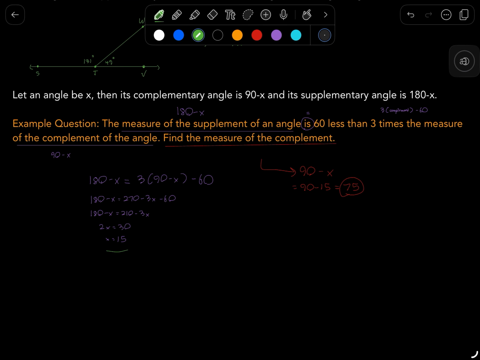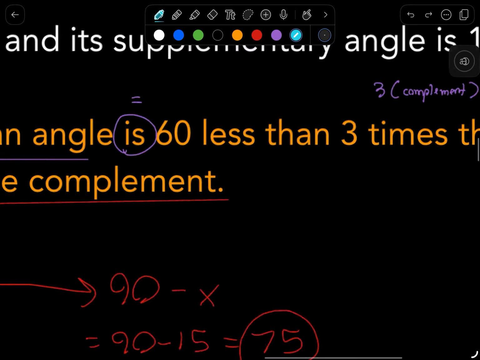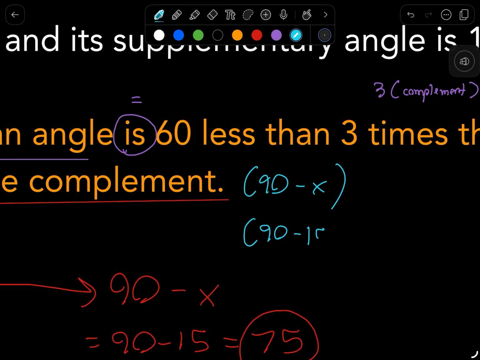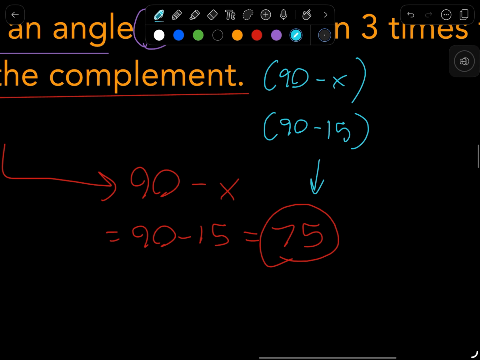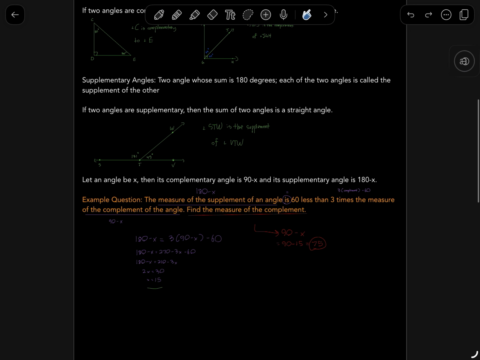That's essentially what we're trying to find in the first place, because the question now asks you to find the measure of the complement of the angle. We know the x value is 15, and a complement is 90 minus x, so 90 minus 15 gives us 75. That's how you do this problem. Once again, just translate each specific phrase into a mathematical expression, and usually after that you can easily solve for x and find the value the question is asking for.